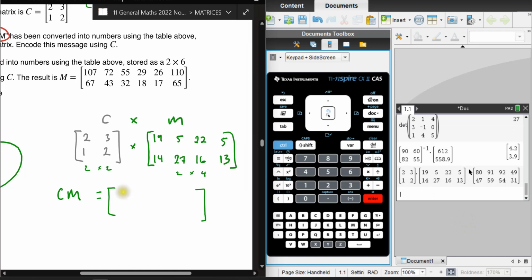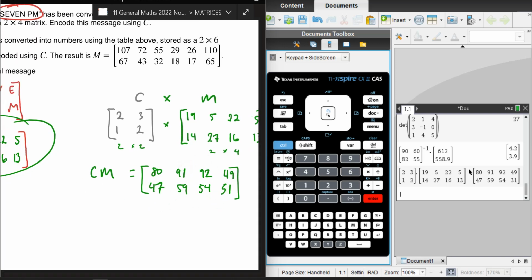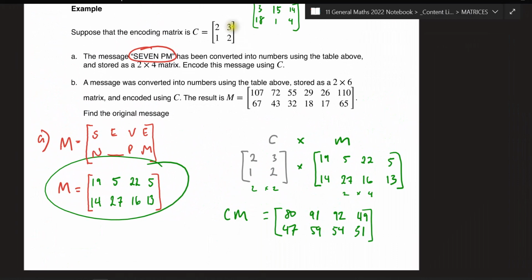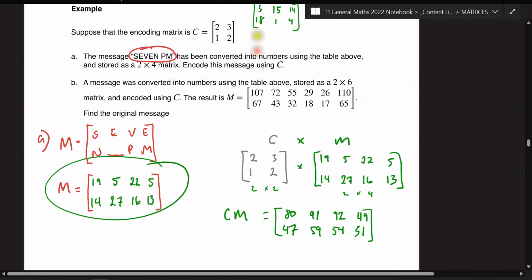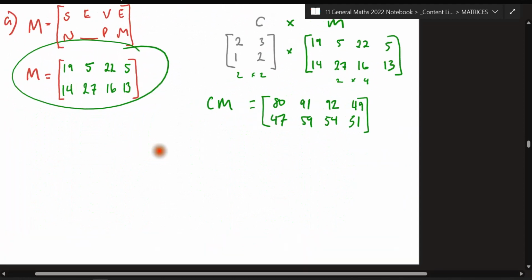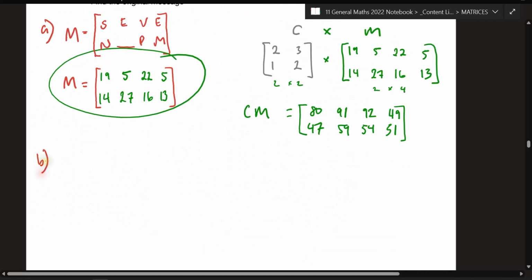Okay, 80, 91, 92, and 49, 47, 59, 54, and 31. So this is how we encode a message. Basically, you just get the encoding matrix and multiply it with whatever your message was. That's how we encode. Now the other way around is decoding. So let's do question B. Let's read it.